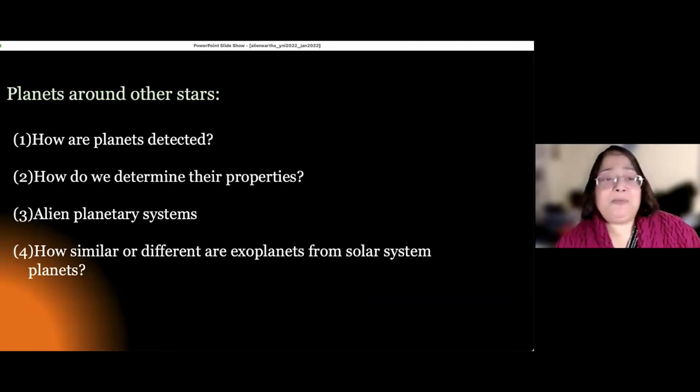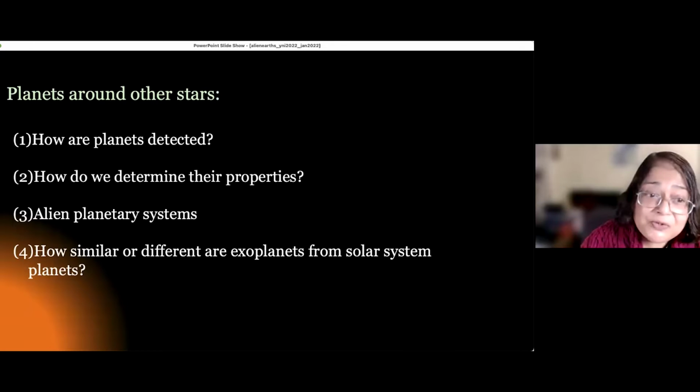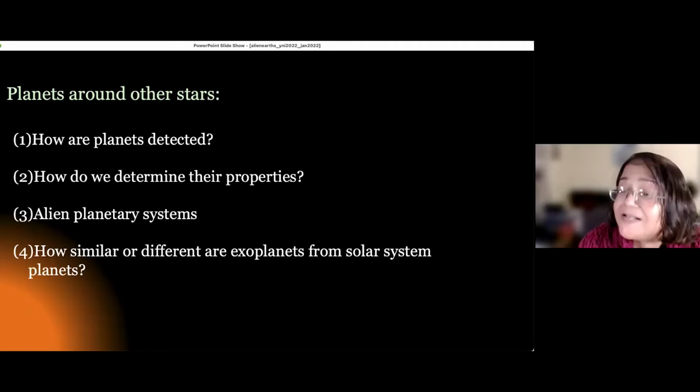So when we talk about planets around other stars, the actual alien worlds, what are we going to do? We first have to figure out how planets are detected. We can't photograph them. And if we even could photograph them, we need to know they're there. So how do we determine their properties? Are they big? Are they small? Are they like the Earth, or are they like Jupiter?